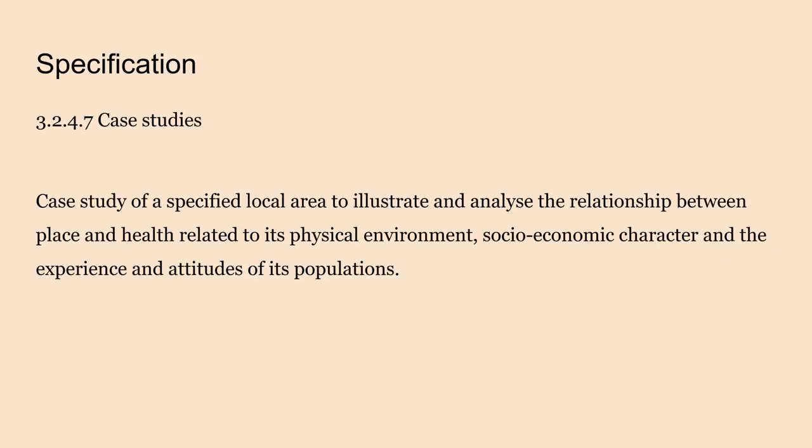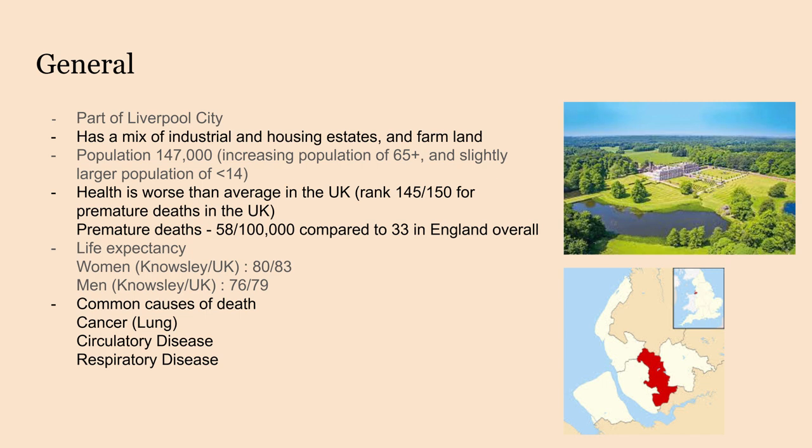So in the specification it says that you need a case study illustrating the relationship between place and health related to physical environment, socioeconomic character, and experience and attitudes of its population. So it's very concrete what you need to know, and I've tried to have only the most important things that you need in this case study, because there was a lot of information. So some things I cut out, but it should be alright.